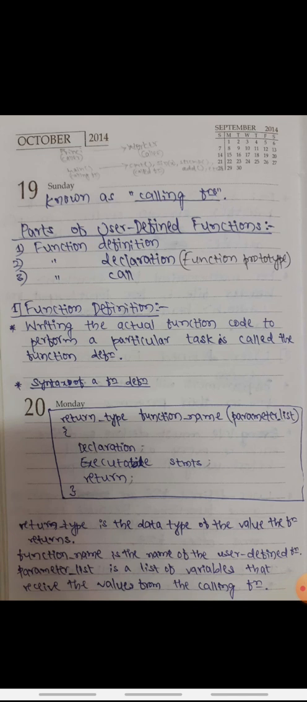So the function declaration will be in the declaration part of the program, before the main function or inside the main function. Then there will be a function call inside the main function, and after the main function there will be a function definition. This function declaration is also called function prototype. Among these three parts or elements of user defined functions, we will see the first part, that is function definition.